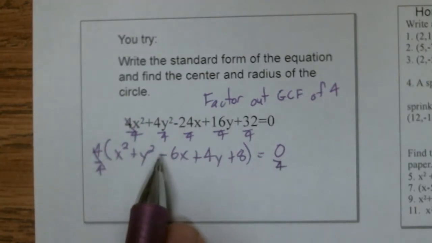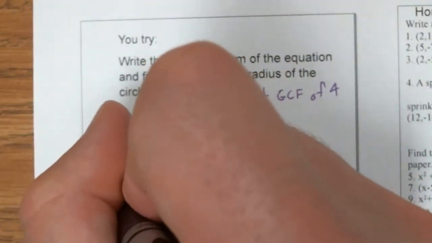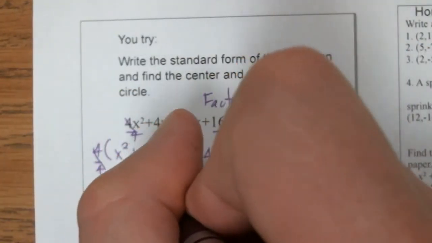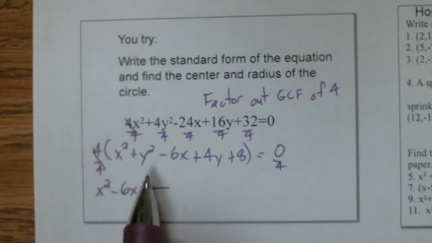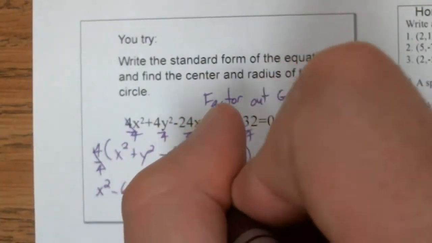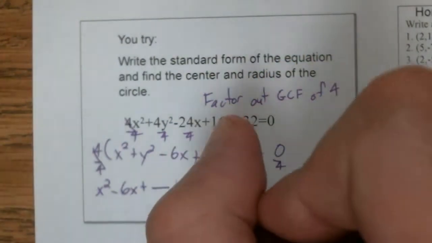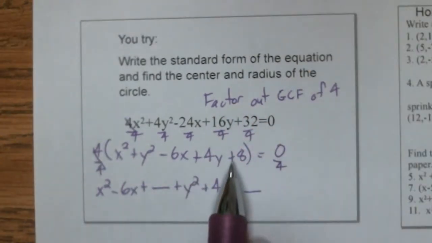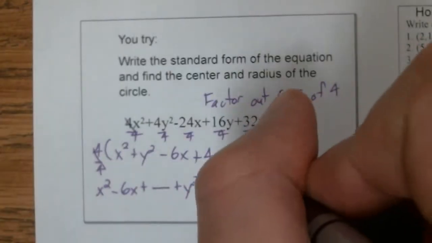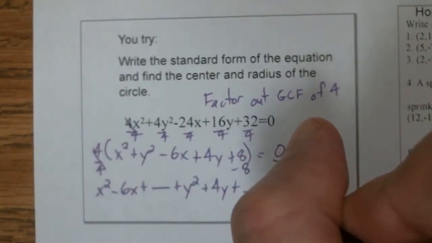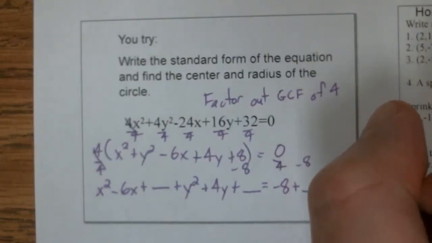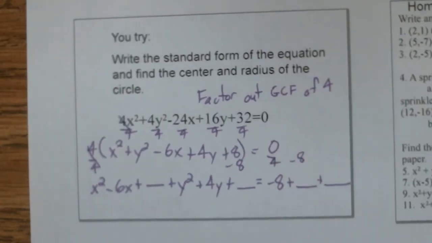Okay, so I want to group my x's together. So I'm going to have x squared minus the 6x plus blank. I'm ready to complete the square. Now let's match up our y's. Plus y squared plus 4y. Here's that second blank, plus blank. Now I need to move this constant to the other side, so I'm going to have to subtract 8 from both sides. Because that's going to give me a negative 8 on the right. And then I'm going to have 2 more blanks, the same 2 blanks that I have on the left-hand side.